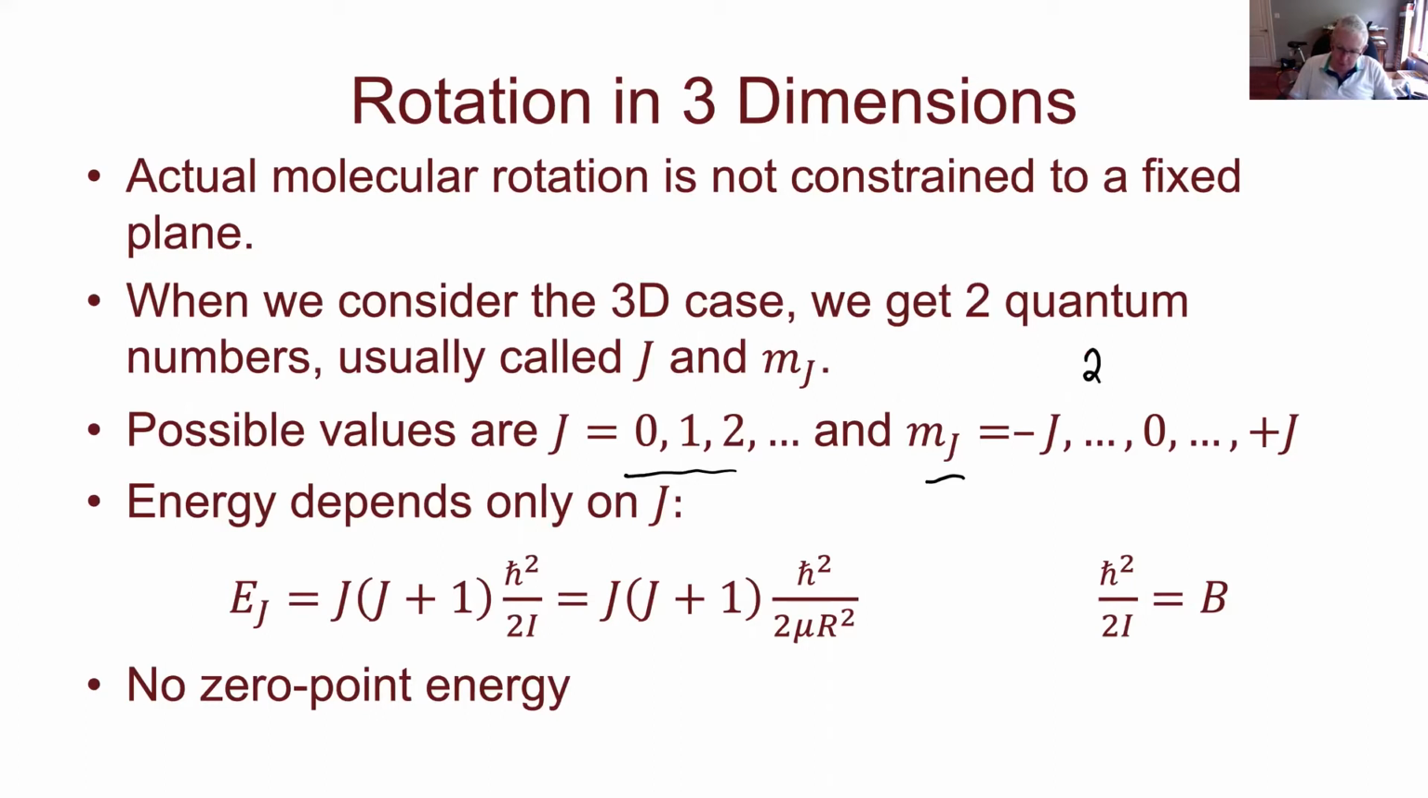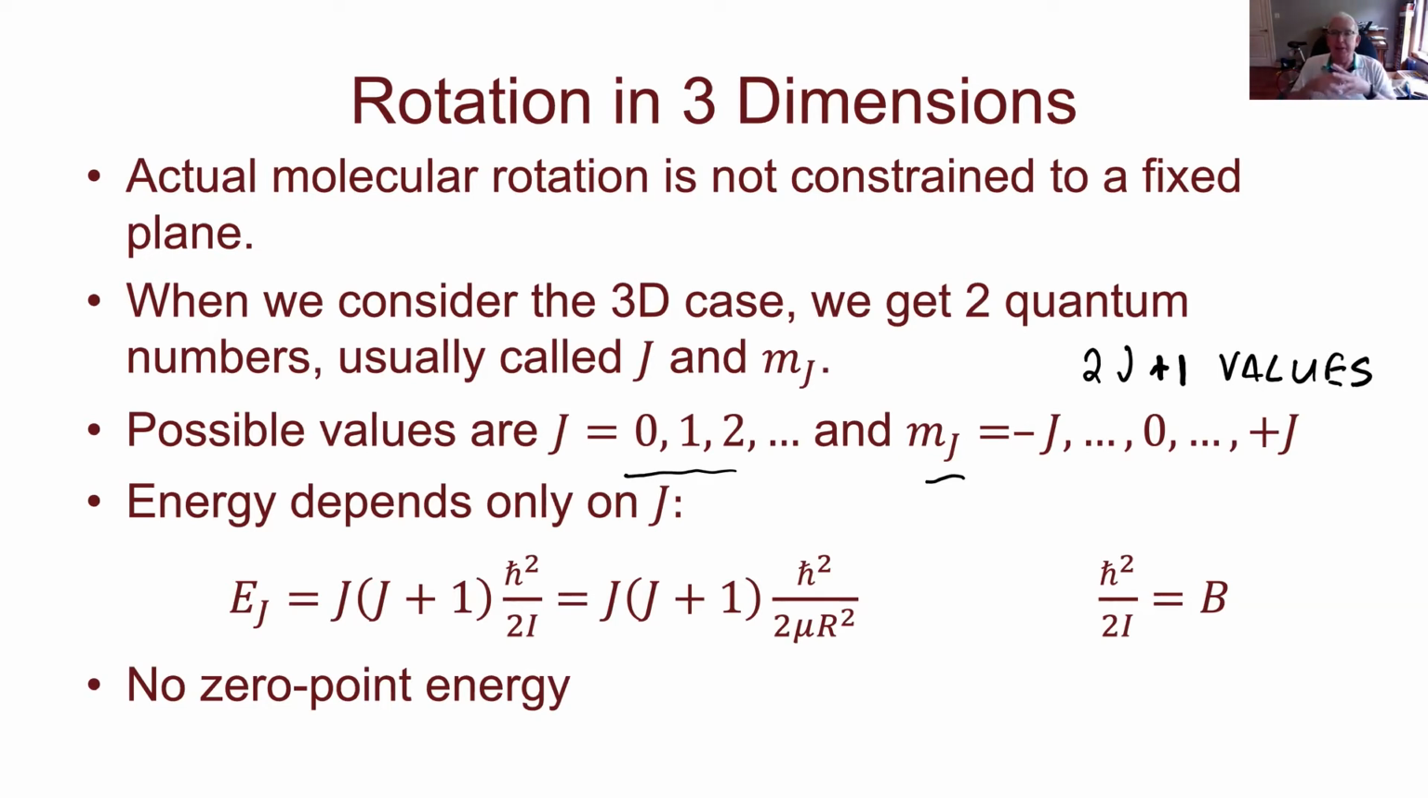Notice that this says there will always be 2J plus 1 values. That's because I have J negative values, I have J positive values, and I have a 0 in the center. So for J equals 0, I get just one possibility. M sub J must be 0. For J equals 1, I have minus 1, 0, or plus 1. So I have 3 choices, and so on.